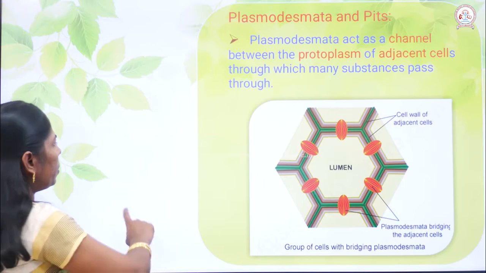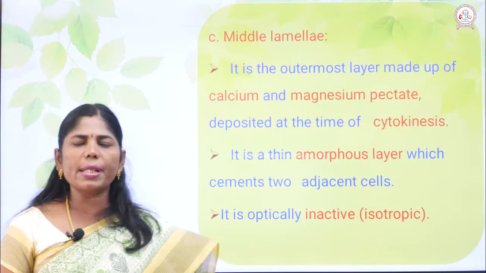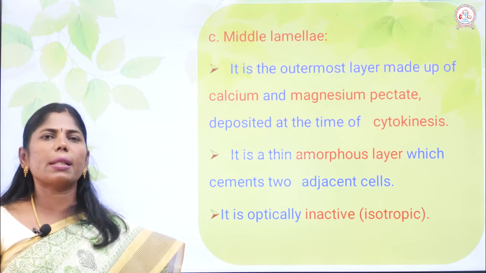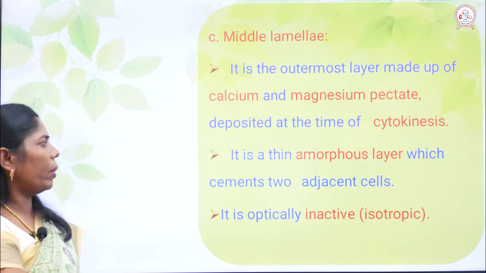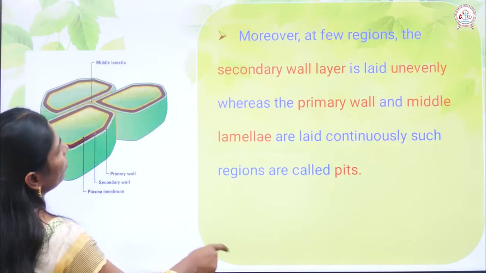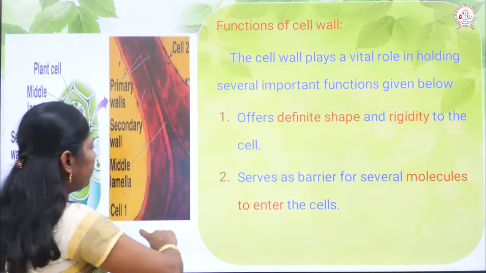Okay, I think that is enough for today. That is the structure of the cell wall. The first is the primary wall, the second is the secondary wall, and the third, the middle lamellae, is over. The next topic is plasmodesmata. We will see it tomorrow, and we will learn many things about plasmodesmata.